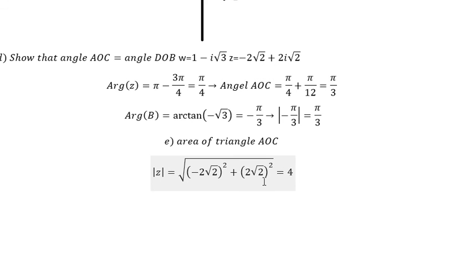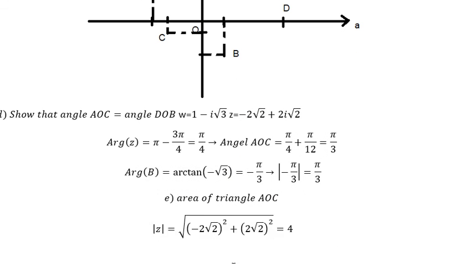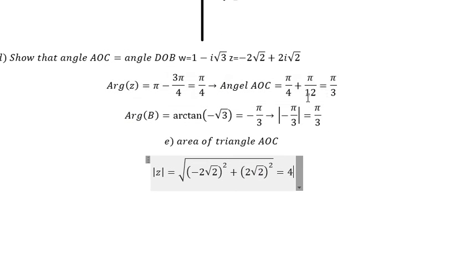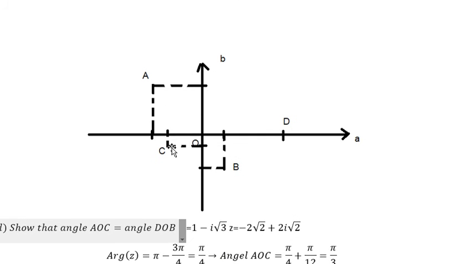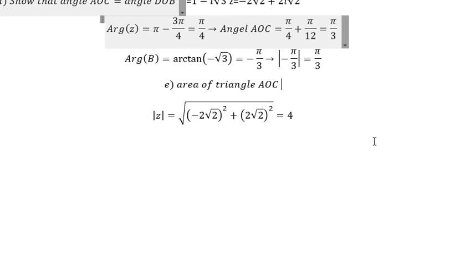Why do I need to calculate this one? Because AO, if we put in the absolute value of complex number, we will calculate about diagonal of this one AO. You can see that. Similar with OC, we just calculate this is about number 2, and the angle between AOC, we just calculate this is about B over 3. So we can find the area of AOC in here.